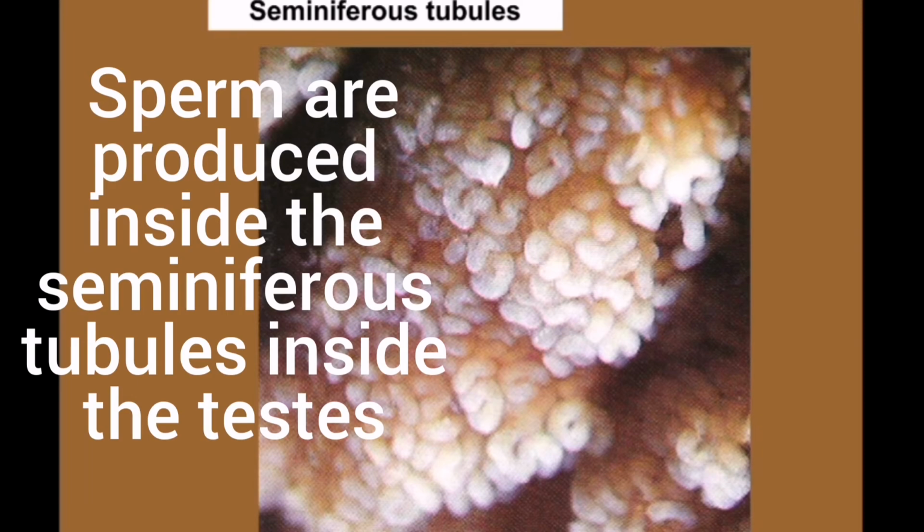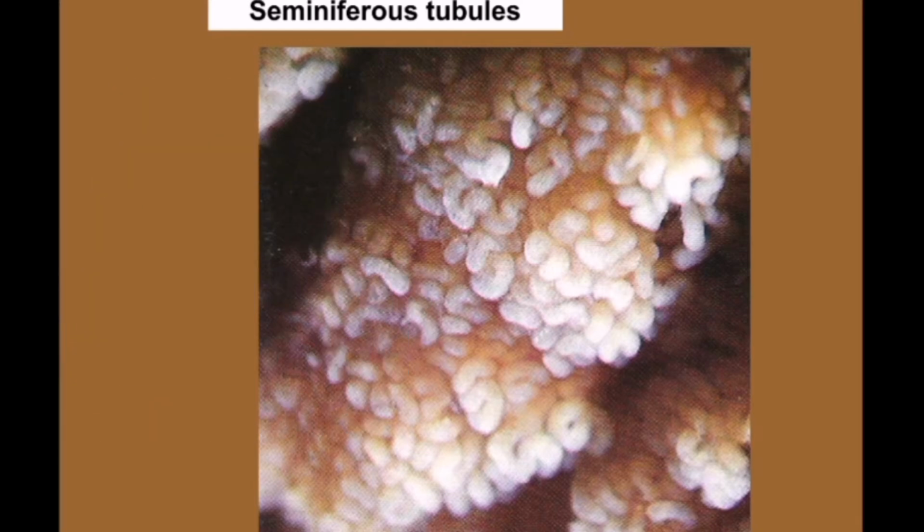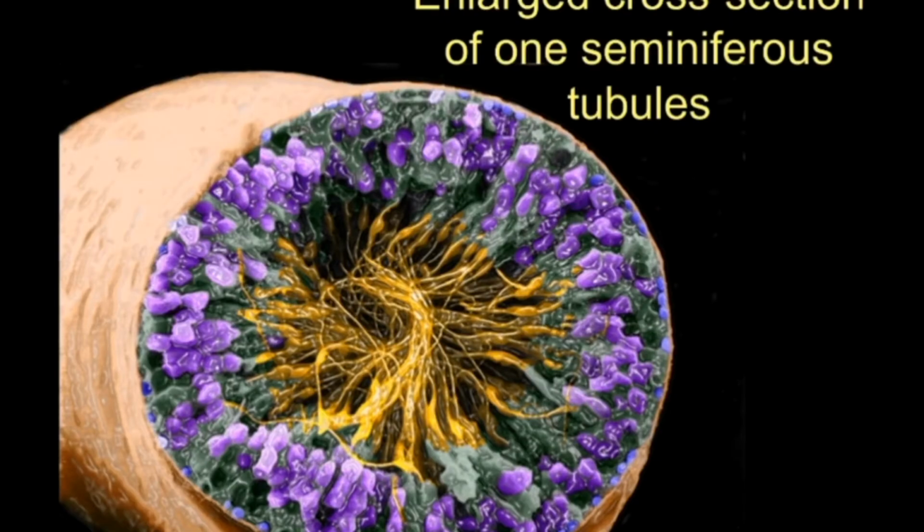If I had to take one of these seminiferous tubules and cut it through and look into it, that's what you would see. This is an enlarged cross-section of one of the seminiferous tubules. The purple-looking cells all around are the cells that are going to mature and develop into sperm. And then the yellow on the inside are actually the tails of the already formed sperm.